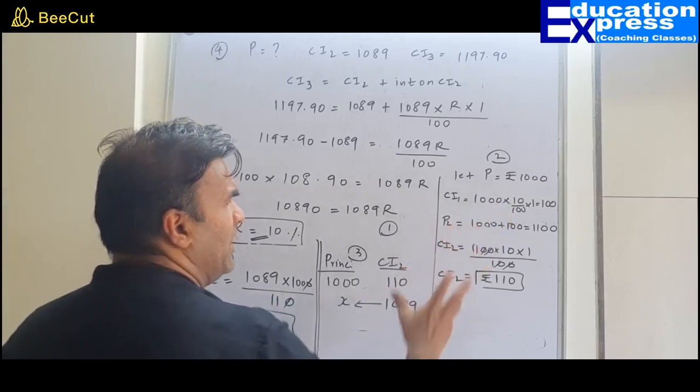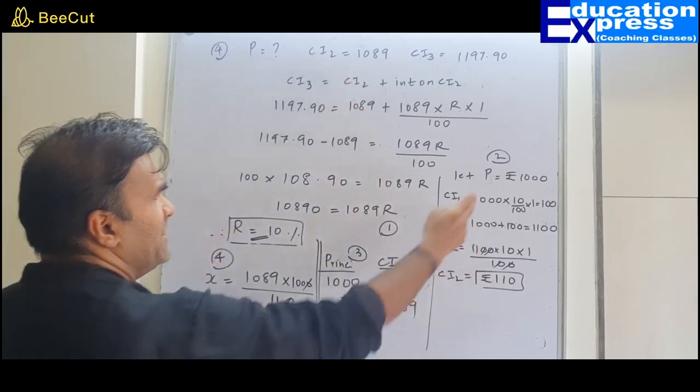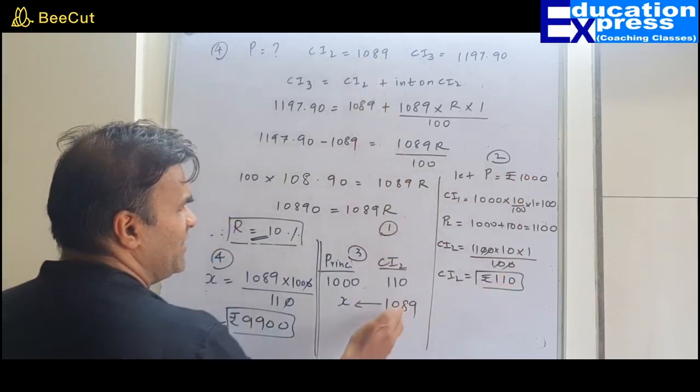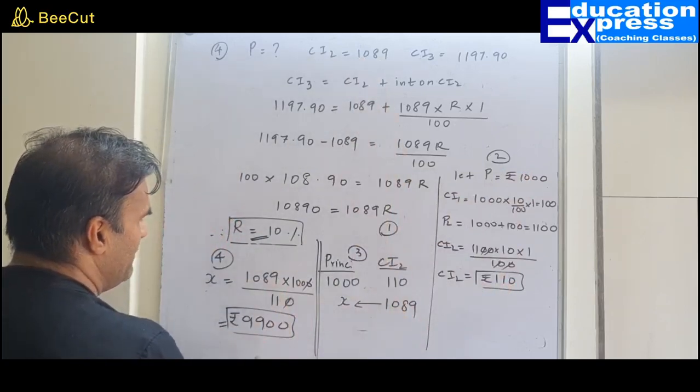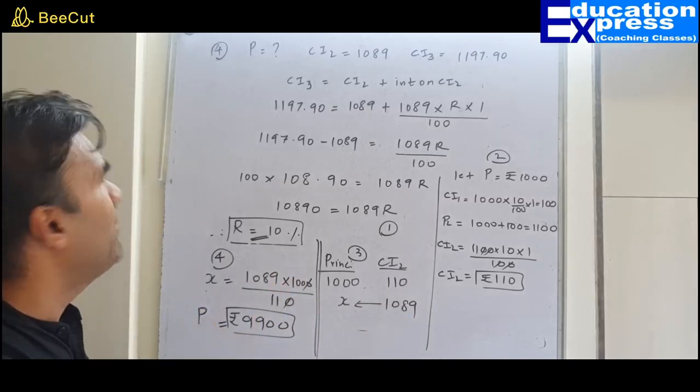So we found out compound interest on 1000 rupees for second year. We are not taking total interest, just interest for second year. If principal is 1000, interest for second year is 110. Interest for second year is 1089. How much is the principal? We got our principal, which is nothing but 9900.